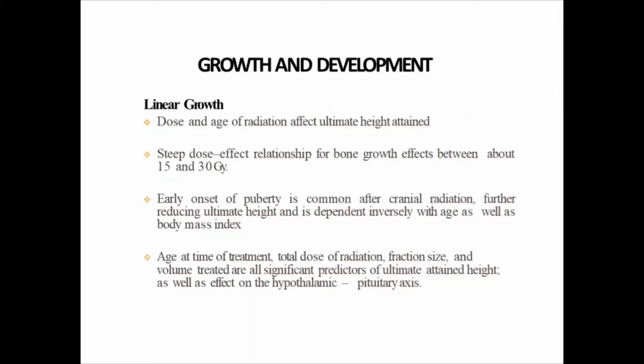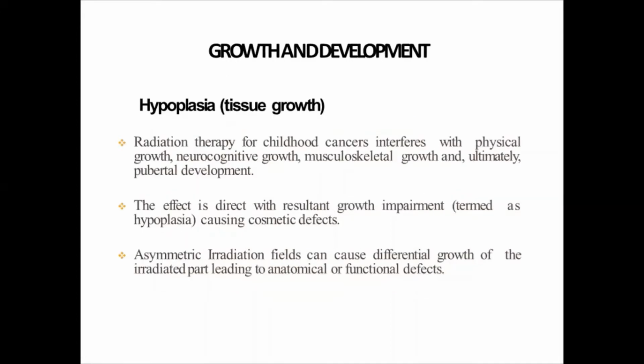About growth and development, dose and age of radiation affect ultimate height attained. There is a steep dose effect relationship for bone growth effects between about 15 and 30 gray. Early onset of puberty is common after cranial radiation, further reducing ultimate height, and is inversely dependent on age as well as body mass index. Age at the time of treatment, total dose of radiation, fraction size, and volume treated are all significant predictors of ultimate height as well as effect on the hypothalamic pituitary axis.